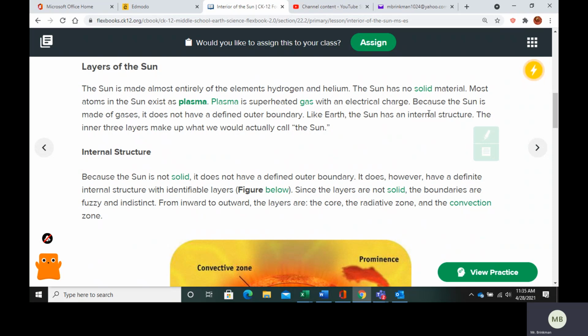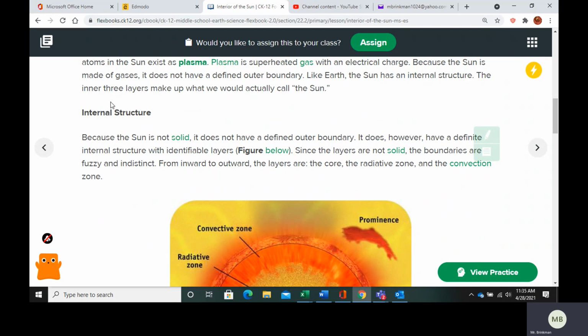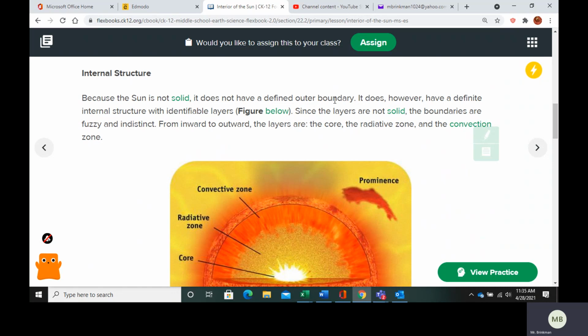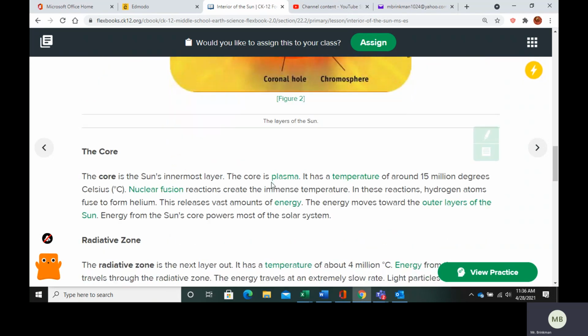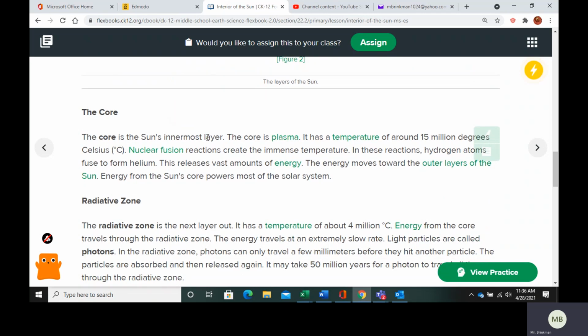All right, but it does have an internal structure kind of like the Earth. The inner three layers make up the sun. We don't have well-defined boundaries, but it does have identifiable layers. From inward to outward, we have the core, the radiative zone, and the convection zone. Of course, here it's also called the convective zone, so either one works. The core is the innermost layer, kind of like how our Earth has a core.